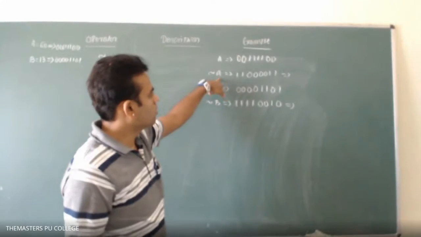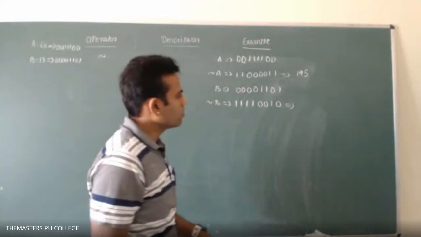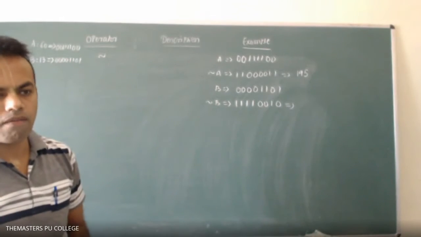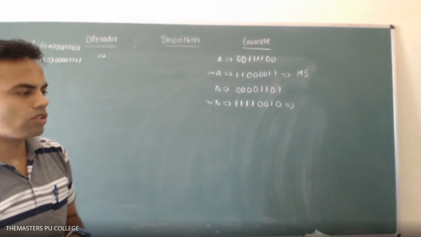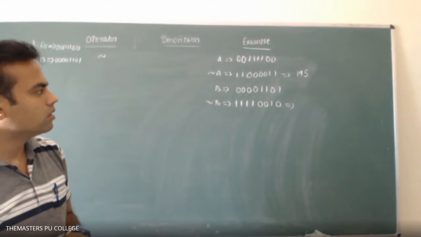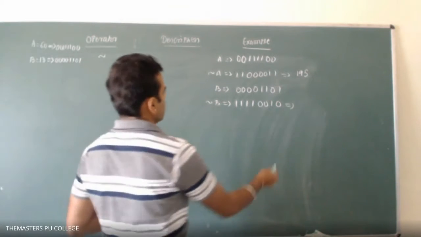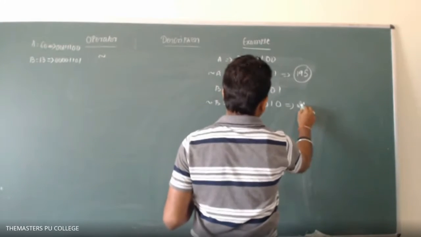Yes, it was 195, sir. Which one? NOT A. Yes, sir, NOT A is 195. So what about 13? The complement of 13, that is NOT B. 242, sir.